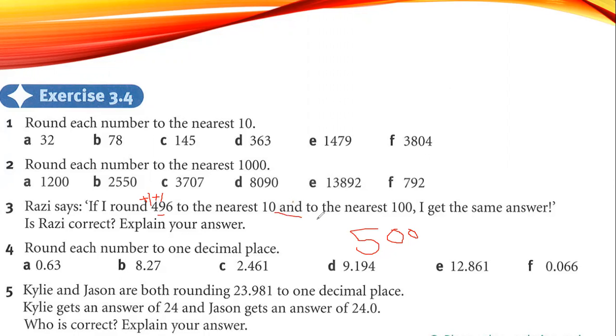Now that is for nearest to 10. Nearest to 100 means you have 496, and we will check the tens. Before this number it's more than 4, so we add 1 here. 1 plus 4, that is equal to 5. So yes, once we convert this to the nearest number, we will get the same answer. One decimal place means after the point, one number. Here it is 2. Before 2, that is 7. 7 is more than 4, yes, so your answer is equal to 8.3.